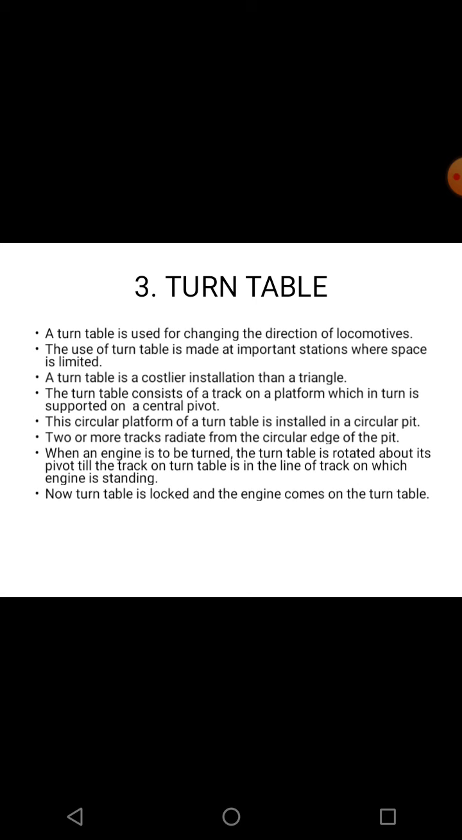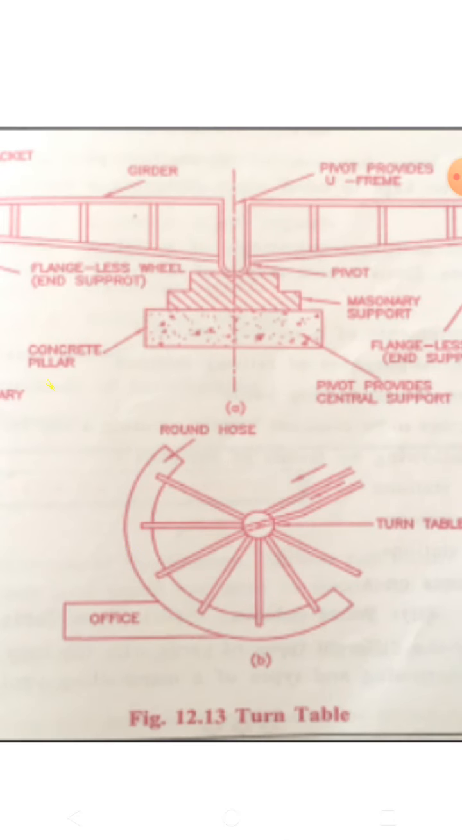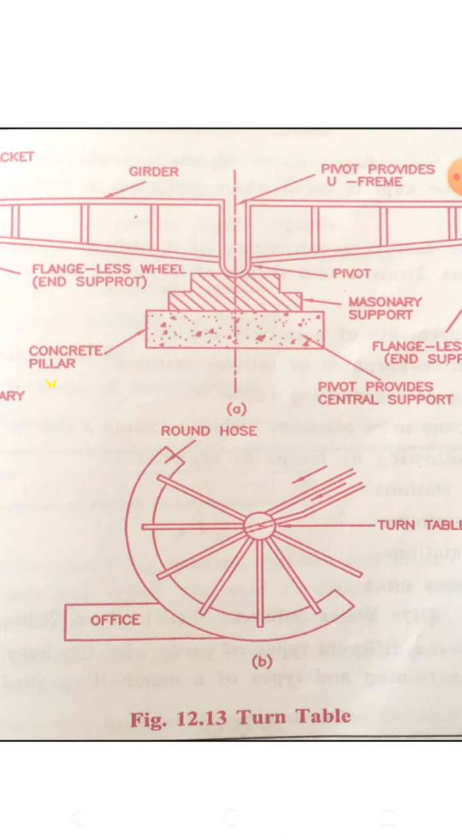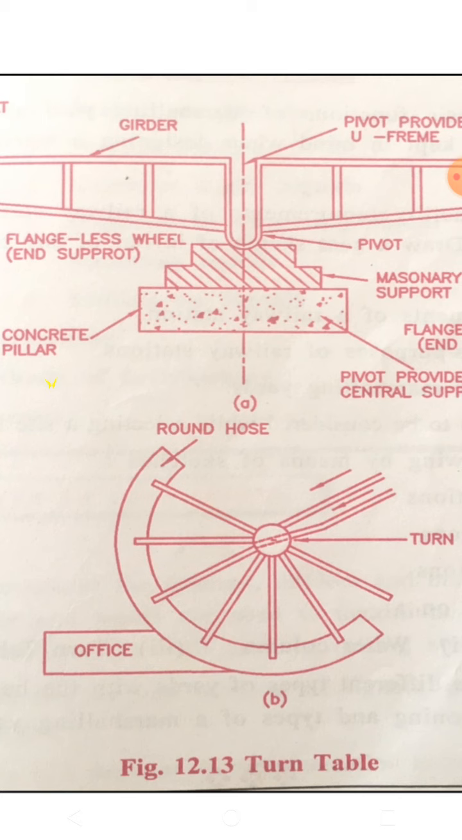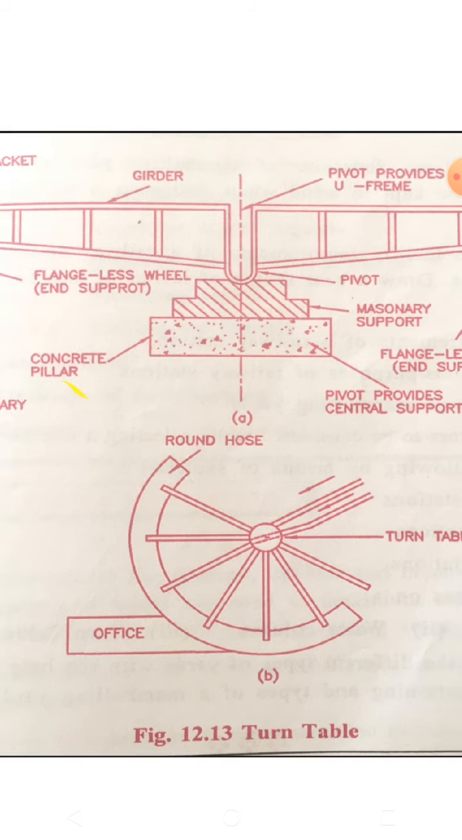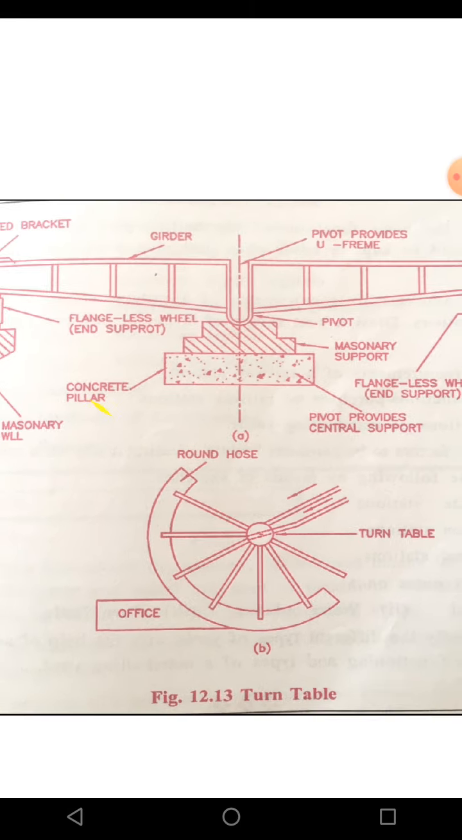So now the turntable is locked, the engine comes to the turntable, the turntable is unlocked, rotated, and the track on the turntable comes in line with the track on which the engine is to be sent. Clear? This is a figure of the turntable. You can clearly see this is circular, pivoted. Clear? This is the main track, and these are the pairs of tracks in which direction you have to bring the train.